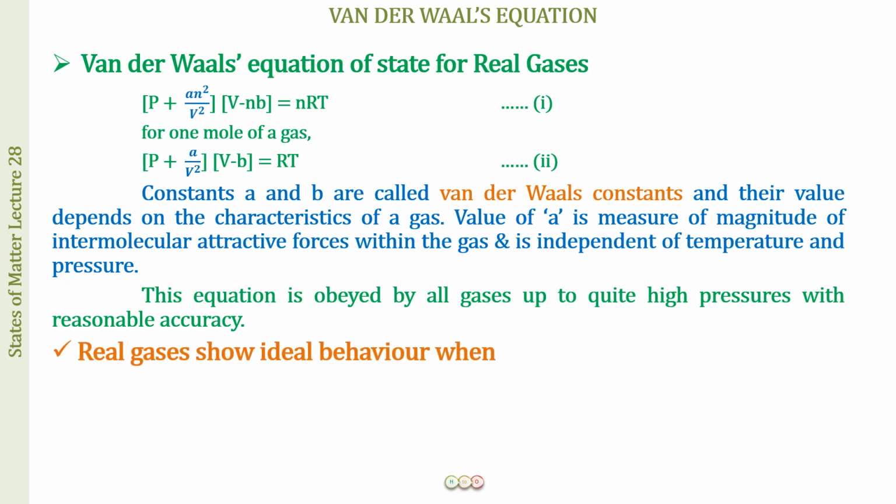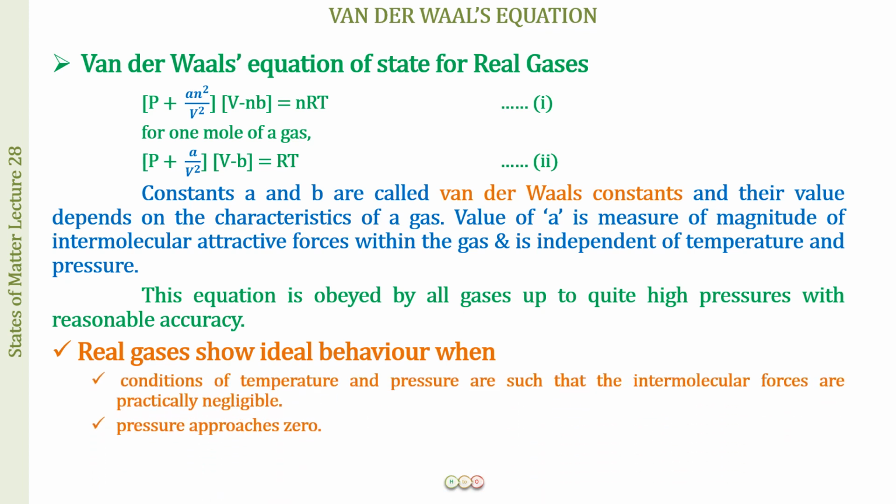And now finally we can conclude from this discussion that real gases will show ideal behavior when the conditions of temperature and pressure are such that the intermolecular forces are practically negligible, and this generally happens when the pressure approaches zero. It is a very low pressure.